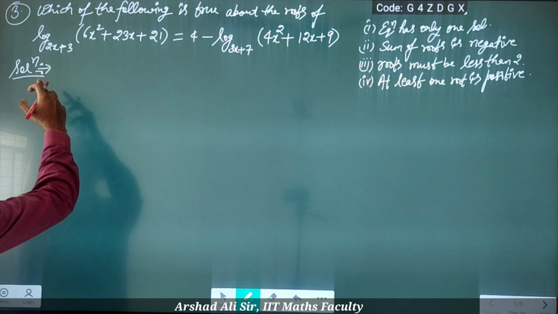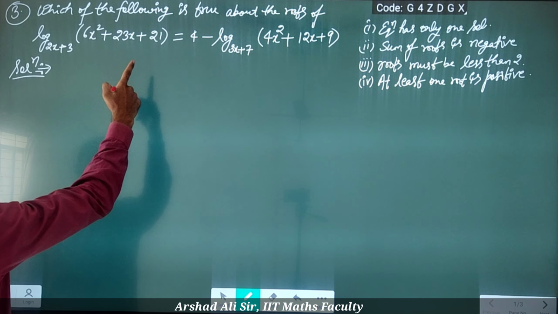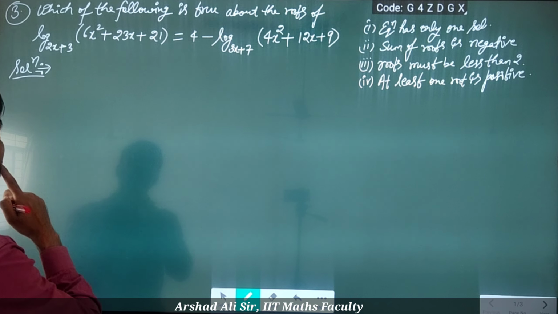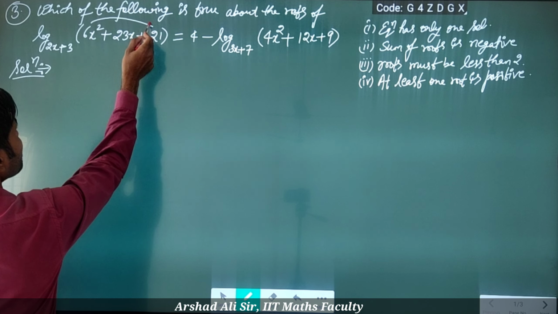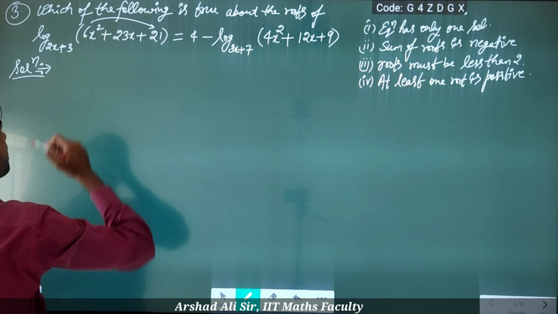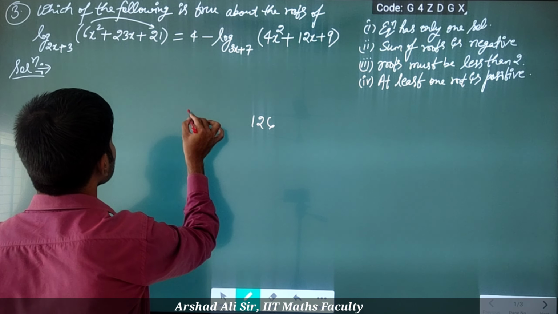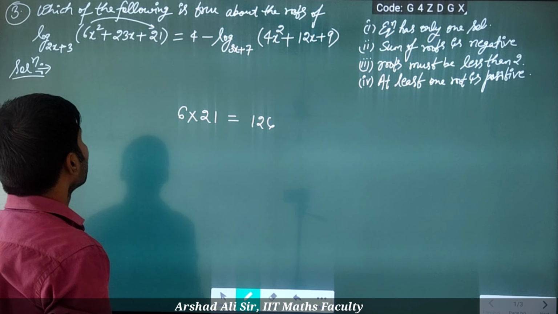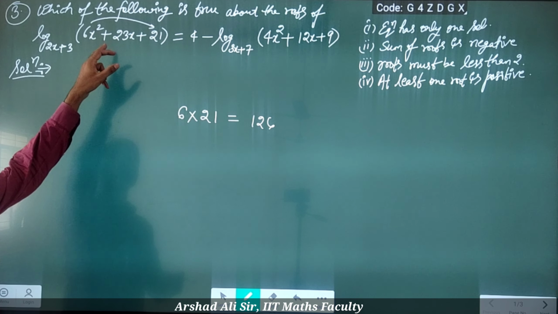Here we have log base (2x plus 3) of (6x square plus 23x plus 21). So it is a quadratic expression. First we will check whether factors are possible or not. 6 multiply 21 is 126. Find the factors of 126 such that the sum of the factors should be 23.